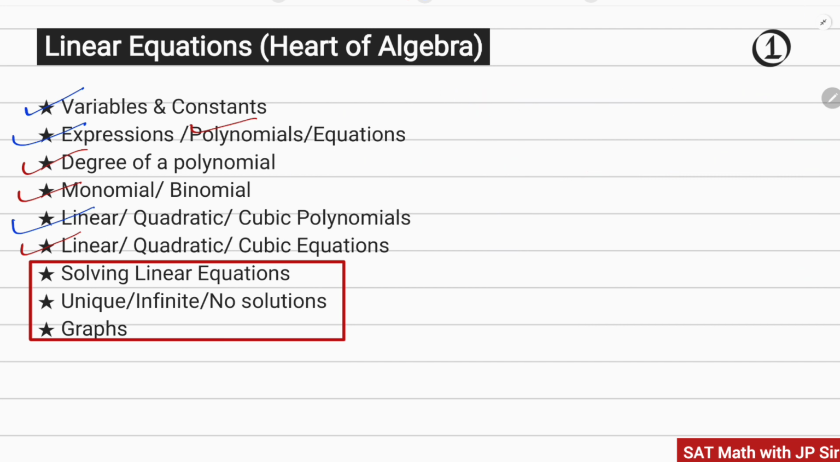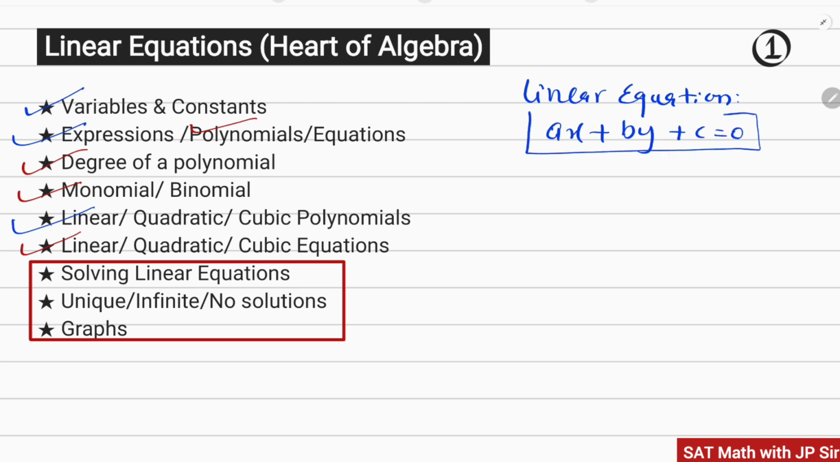First of all, we have the general linear equation. A linear equation in two variables is ax plus by plus c equals to 0. This is the general equation of a line. You can clearly see here that the highest power of the variables is 1, 1, 1. So this is a linear equation in two variables.